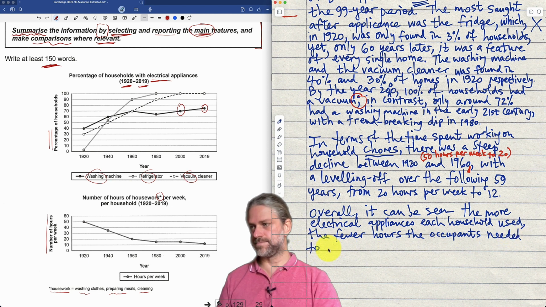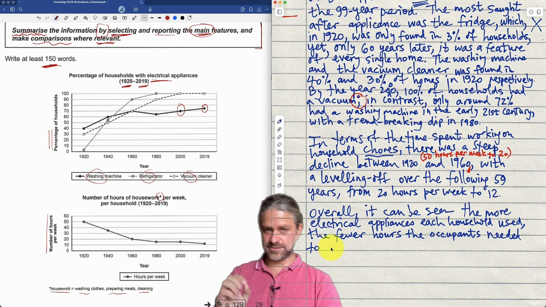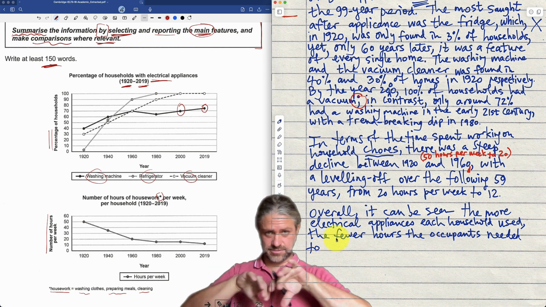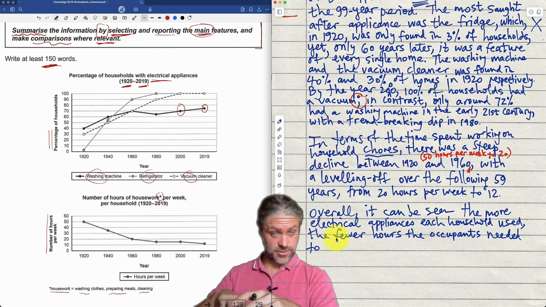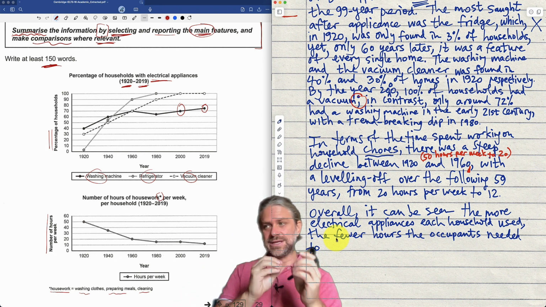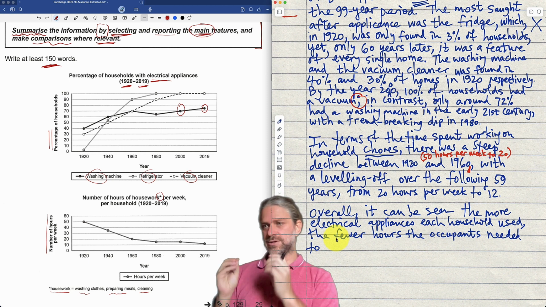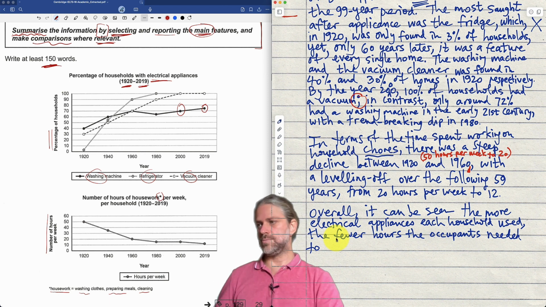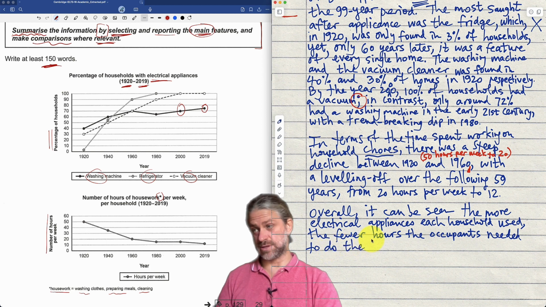The fewer hours the occupants needed, okay, not need to, don't get confused, this is a separate thing, there's no comma here though. But the fewer hours that they needed to do something, the fewer hours the occupants needed to do the housework. It's enough because we've spent enough time. Whoops, do the housework.